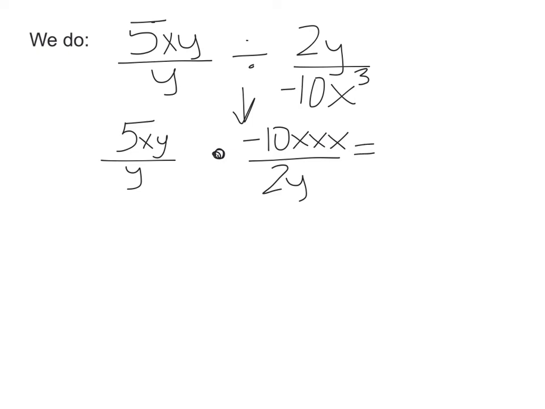Yes. I notice that I have one negative, so that means that my answer is going to be negative. And then 5 times 10 is 50. And I have xy times x, x, x. So how many x's do I have? 4. So x times x times x times x. There's 4 x's, and then there's one lonely y. We'll put that over 2y times y.